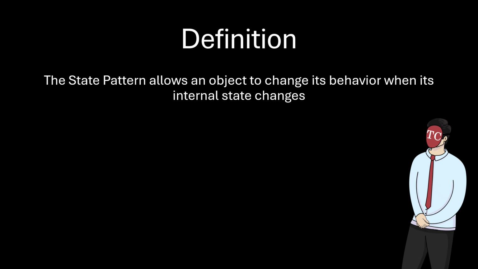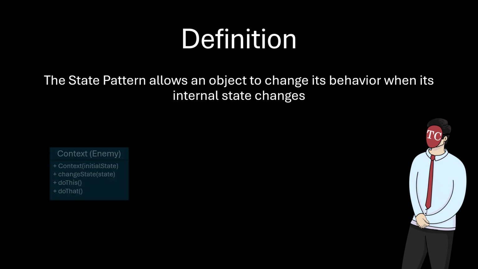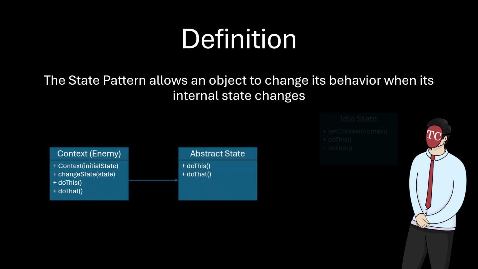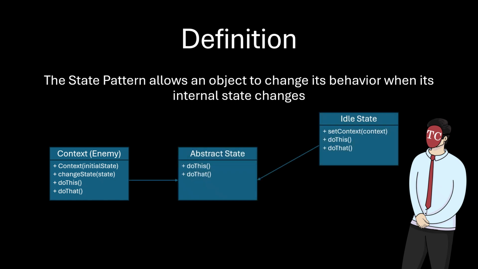The state pattern allows an object to change its behavior when its internal state changes. Thus, it's called a behavioral pattern. The object appears to change its class, but instead delegates behavior to state objects.